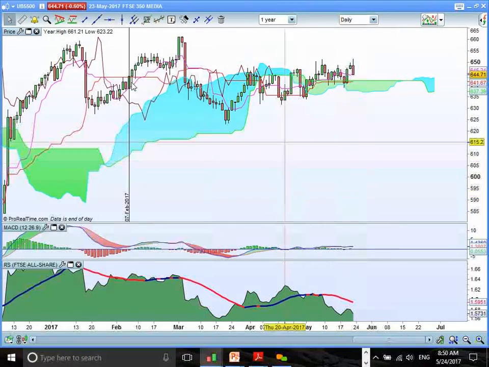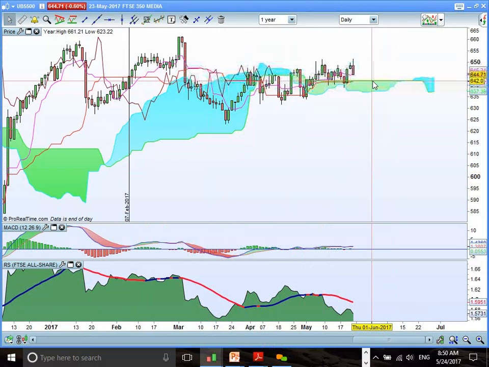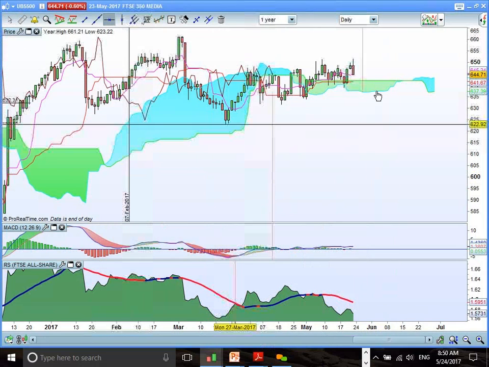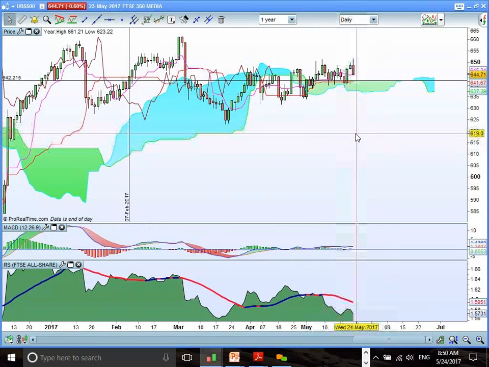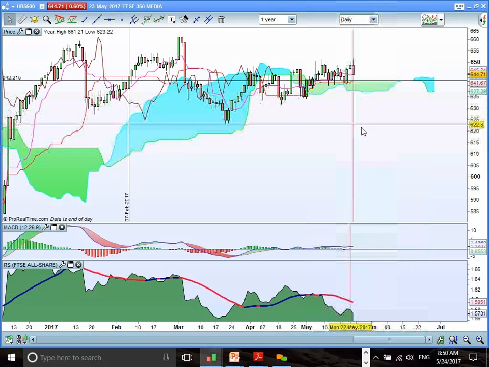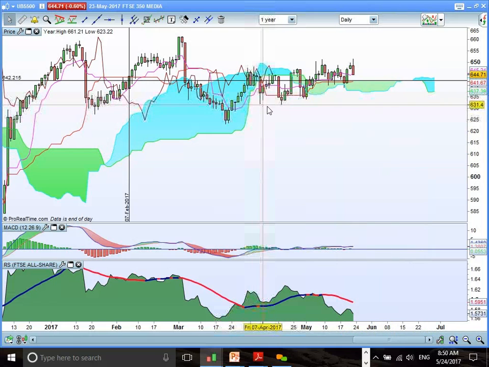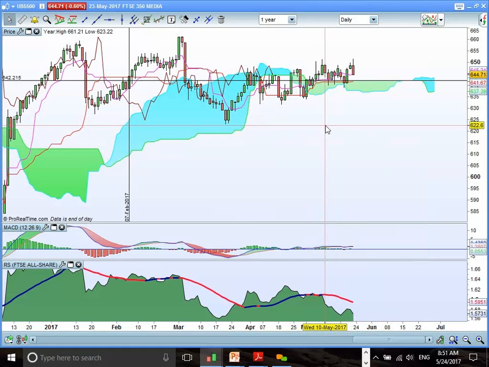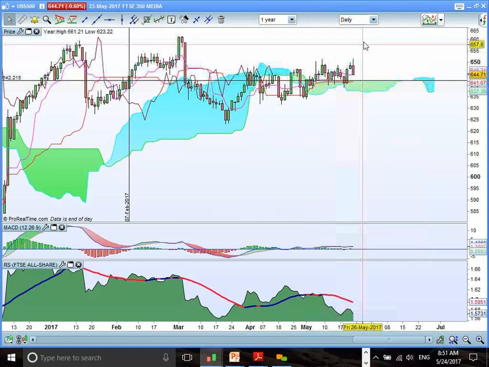Media. Moving sideways, so far found support at the top end of the cloud here. So not a particularly nice, exciting chart, relatively underperforming the FTSE All Share. Moving sideways, not particularly good for clouds. It needs to either break out or break down from the cloud chart support level here.